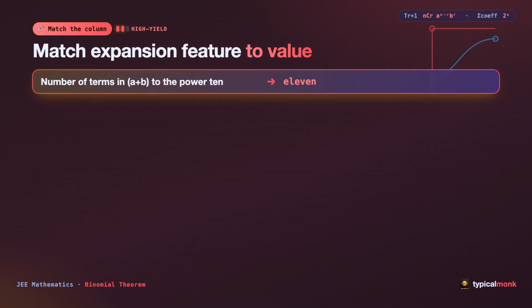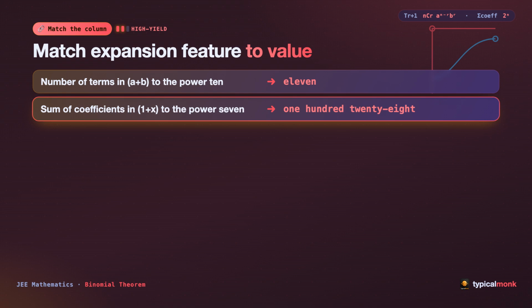A quick match now. Say each answer aloud before I reveal it. The number of terms in (a plus b) raised to the power 10. That is 11, because r runs from 0 all the way to 10. The sum of coefficients in (1 plus x) raised to the power 7. Put x equal to 1 and you get 2 to the power 7, which is 128.